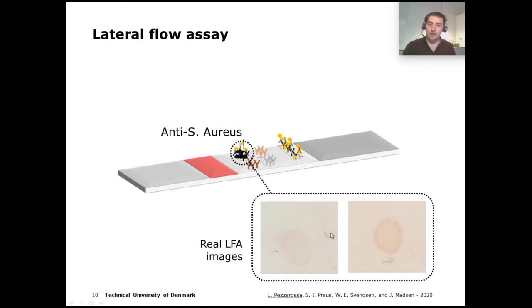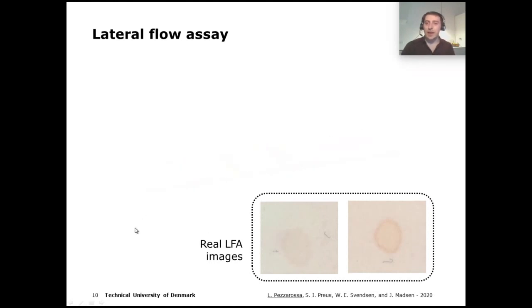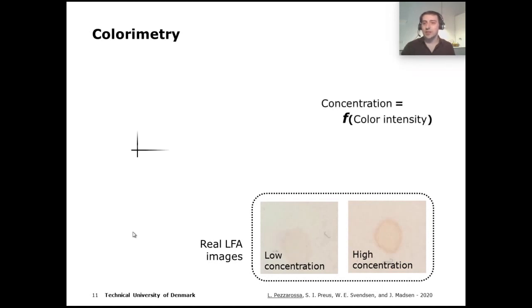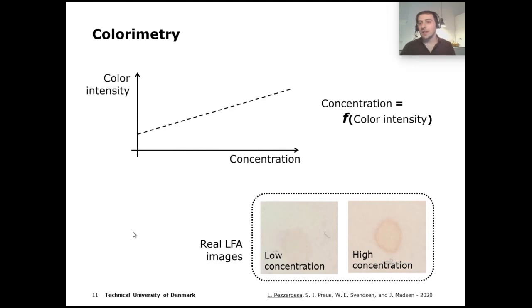Now, these are real images, and we can see that they have different intensities. And this intensity of the color of the spot is correlated to the concentration. And this is where colorimetry enters into the work. Colorimetry is the relation between the color and the concentration. So there is a certain function that correlates the concentration of the bacteria with the color. Therefore, if we can detect precisely what the color is and we are able to distinguish between little variations of the color, we can say quite precisely what is the concentration of the bacteria that generated the spot.